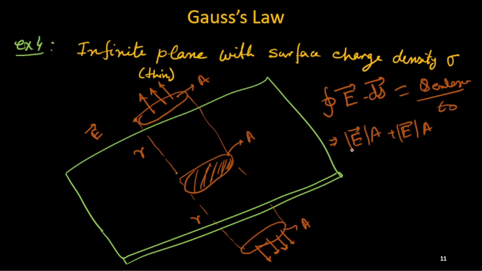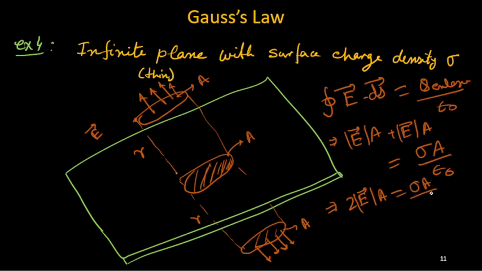So the first term is for this surface area and this is for this surface area. Both the things we need to consider. That is equal to the total charge enclosed, and the charge is here: sigma is the charge density and the area is A, upon epsilon naught. Now the left side becomes 2 times the magnitude of E times A, equal to sigma times A upon epsilon naught. A will cancel out. So what is happening? The magnitude of E is sigma upon 2 epsilon naught.